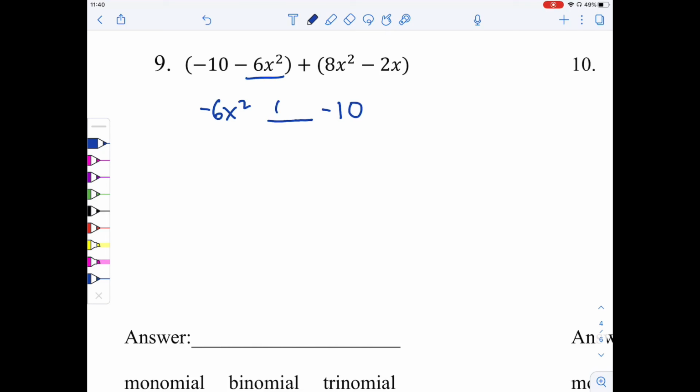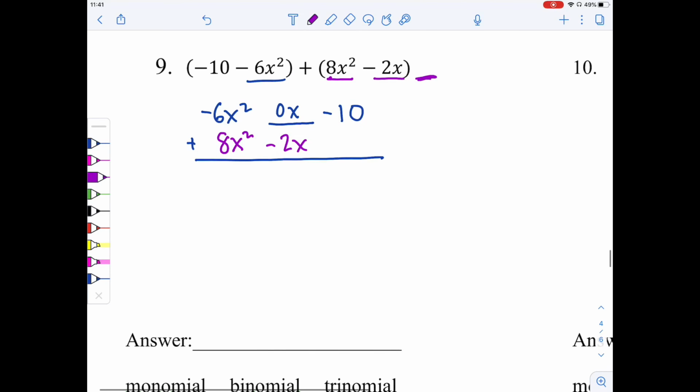Okay, so this is just like you having a 0x here. Same thing. There's nothing there. So if you want to put a placeholder there, that would help you out. This one, 8x squared, here. And this one has an x variable. This is negative 2x. But it also doesn't have a constant, right? There's nothing out here. So we don't have to write it. Okay, if you want to put a 0, you can put a 0 out there.